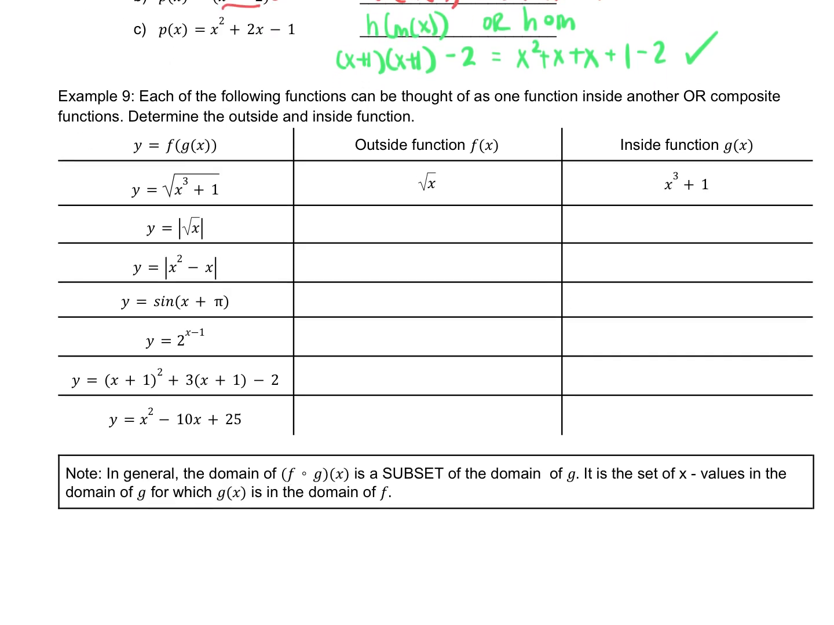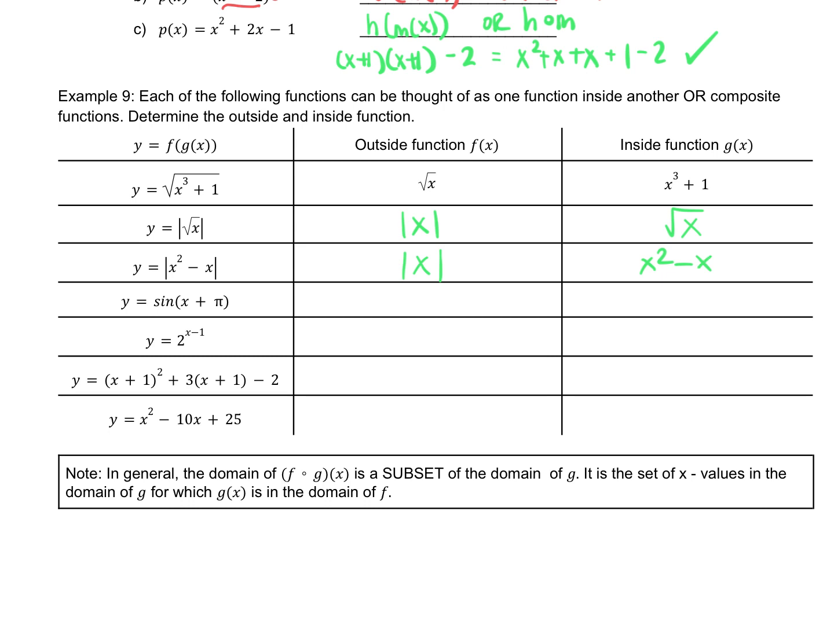And final example, for each of these functions, we're going to determine the outside function and the inside function. So for the first one, the square root is the outside function and the inside is this x cubed plus 1. For the next one, we have y equals the absolute value of the square root of x. The absolute value must be the outside function, and what's going inside of it is the square root. For the next one, y equals, again, absolute value of x squared minus x. The outside function is this absolute value. What's going inside? That little quadratic.